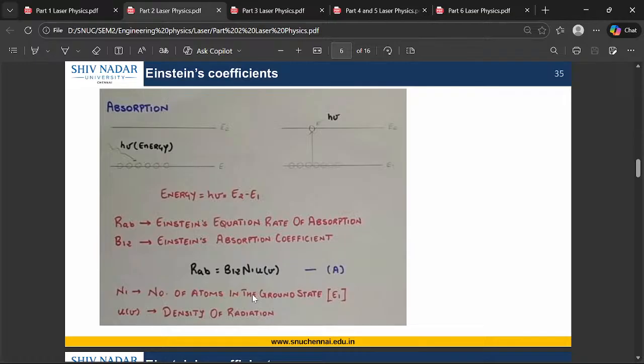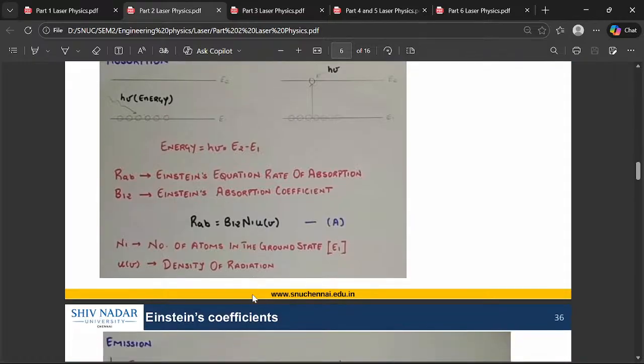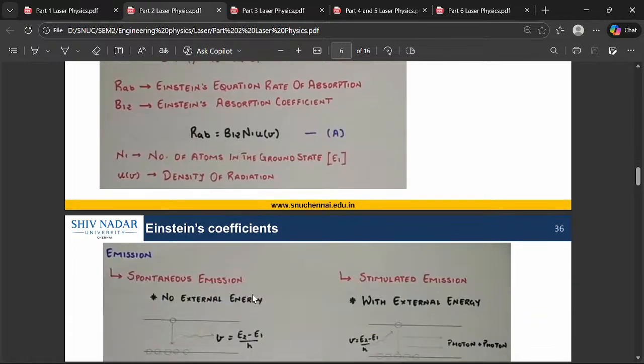The formula given here is that Einstein's equation for the rate of absorption is equal to B12, the Einstein absorption coefficient for going from E1 to E2, multiplied by N1, the number of electrons, not atoms actually, in the ground state E1, and mu, that is the density of the radiation. That is the radiation energy given to the E1 electrons in the ground state.